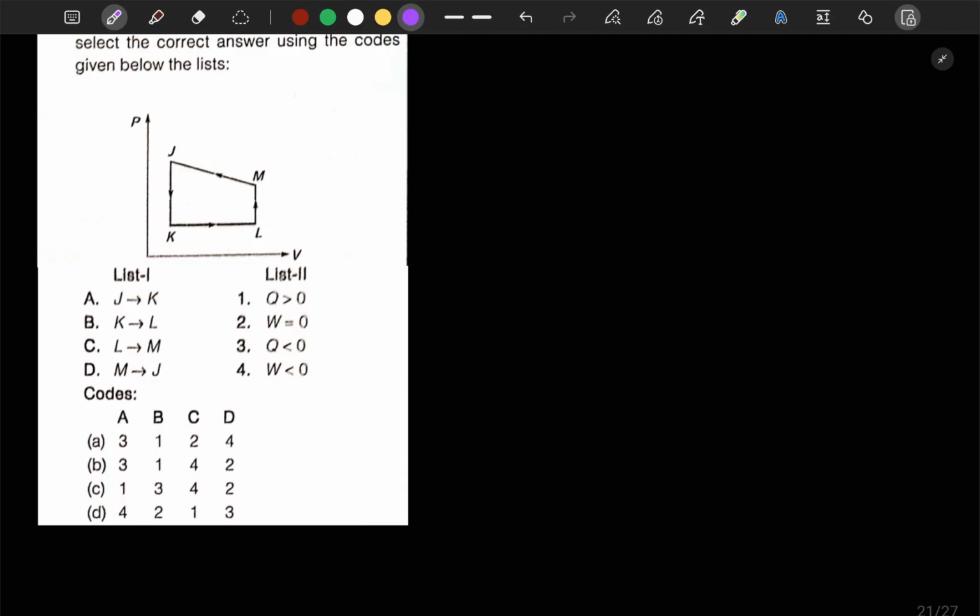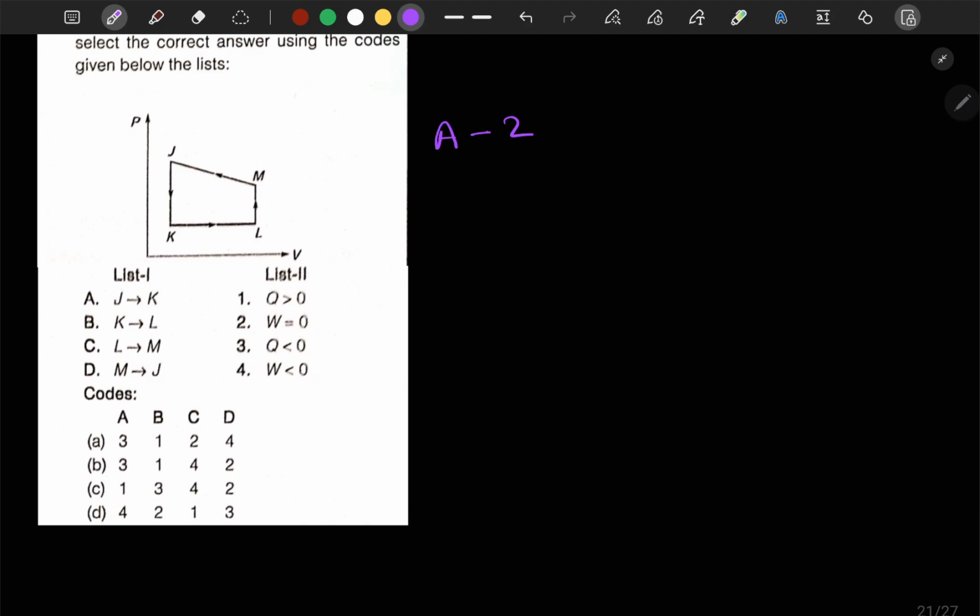We can see here that process JK is a constant volume process, and in a constant volume process work done is 0. We can match A with JK, work done is 0, 2. For any other option we'll see what happens with Q. But there is no option available for A to be 2, so we have to see the value of Q.